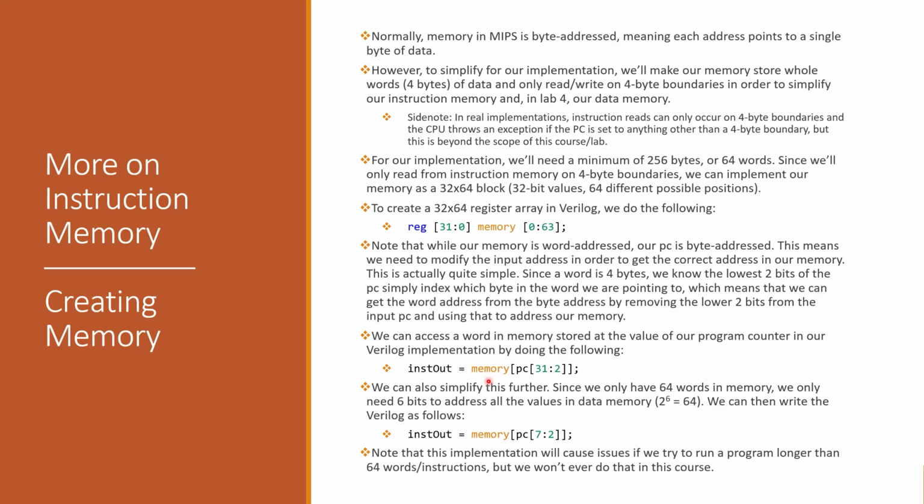We can also simplify this a little bit further. Since we only have 64 words in memory, we only need 6 bits to address all the values in data memory, as 2 to the power of 6 is 64. We can then write the Verilog as follows. Instruction out equals memory of program counter from 7 to 2. This here 7 to 2 is bits 7, 6, 5, 4, 3, and 2. That's our 6 bits to address all of the instruction memory. Note that this implementation will cause issues if we try to run a program longer than 64 words or 64 instructions, but we aren't going to ever do that in this course.